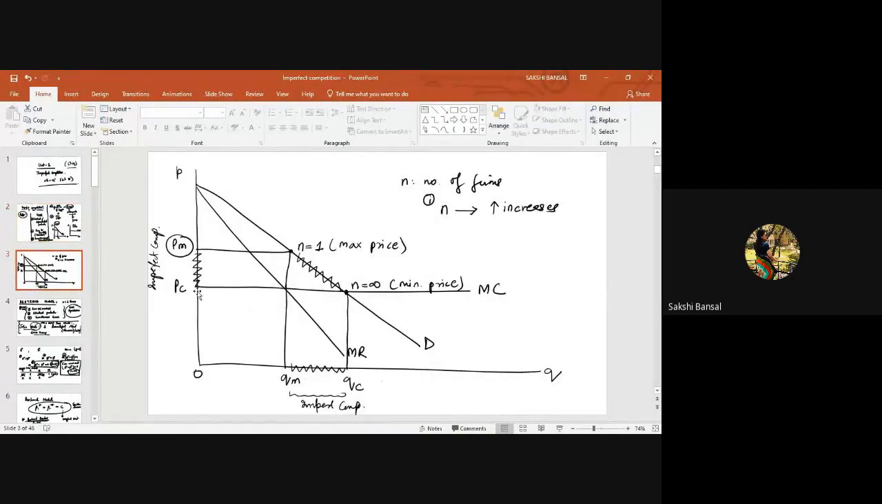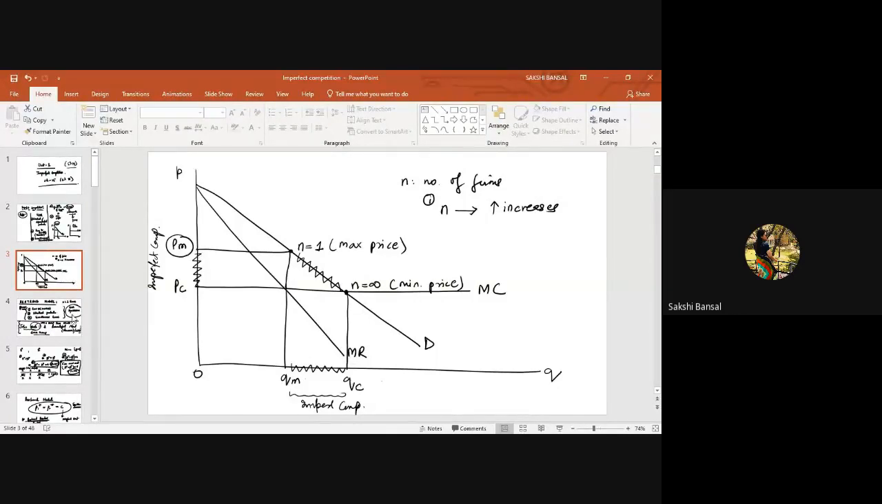Then I have done the normal diagram of imperfect competition. I've discussed the range where the maximum price can be Pm and the minimum price is Pc, where P is equal to marginal cost in the case of perfect competition, and when MR is equal to MC and P greater than MC defines the equilibrium level of monopoly.